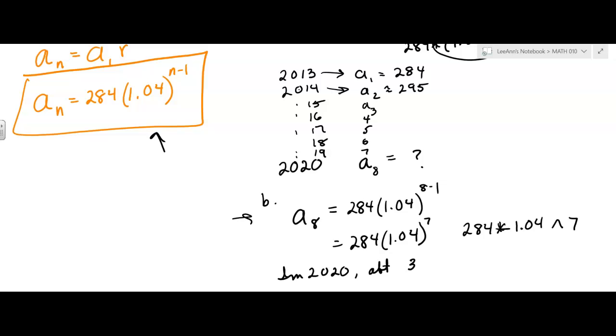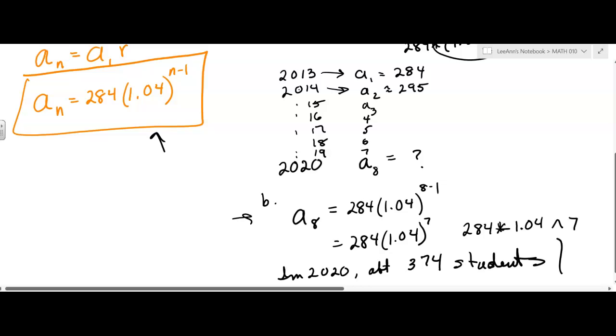Okay, so putting it in my calculator, 284 times 1.04 to the 7th power. And yeah, I don't know what I said, but it's about 374. Okay, students. We're rounding off. We don't want a partial student. Okay, so there'll be about 374 students in 2020, according to the data.